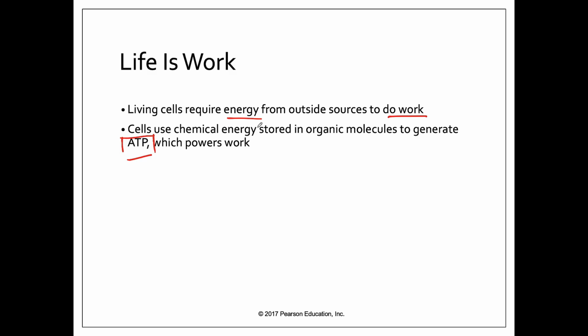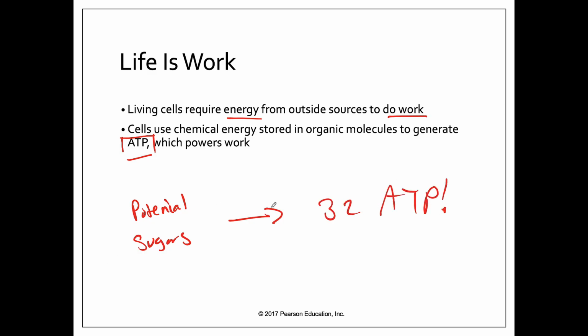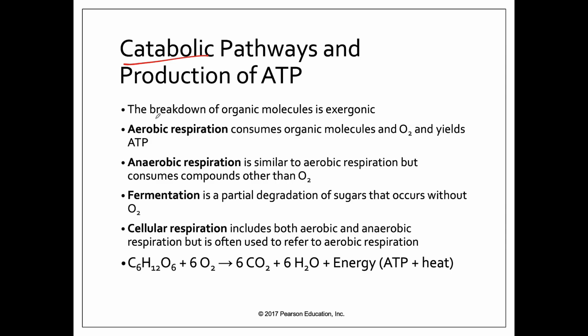The energy starts stored in organic molecules. So it's going to start as potential energy in organic molecules, things like sugars. And through the process of cellular respiration, which is going to be many, many steps, we're going to eventually generate approximately 32 ATP molecules. So again, this is catabolic. We are breaking down organic molecules, which is an exergonic process. So this is going to release energy from those chemical reactions.